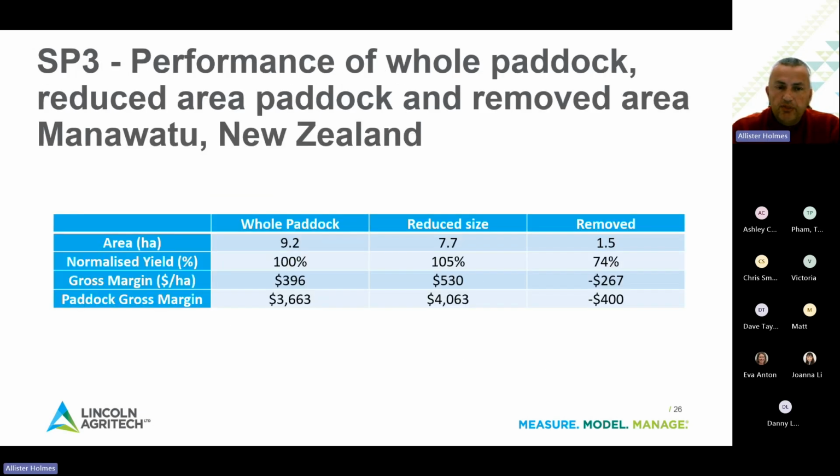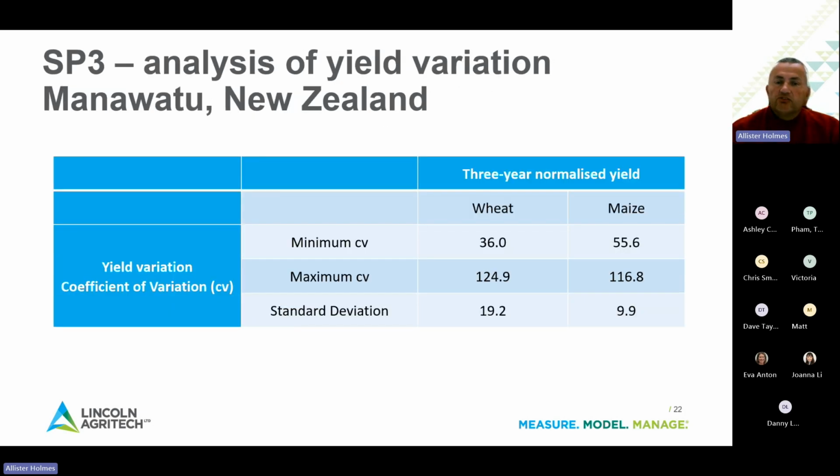So in this case, over the 6 years, the whole paddock is 9.2 hectares. The normalized average yield is obviously 100% because 100% is the average yield. The average gross margin is $396 per hectare. And oops, sorry, I've jumped some slides. Jump forward. Okay, sorry.